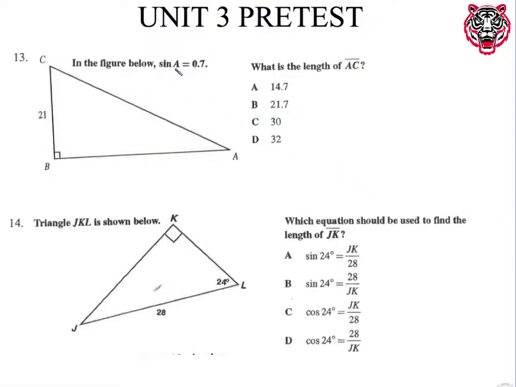Number 13. In the figure below, sine of A is equal to 0.7. What is the length of AC? All right, so if we're asking for AC, this length here, I'm going to say that that length is x. So go ahead and draw this triangle where you have A, B, C, 21 is BC, and AC is x because we're trying to find AC.